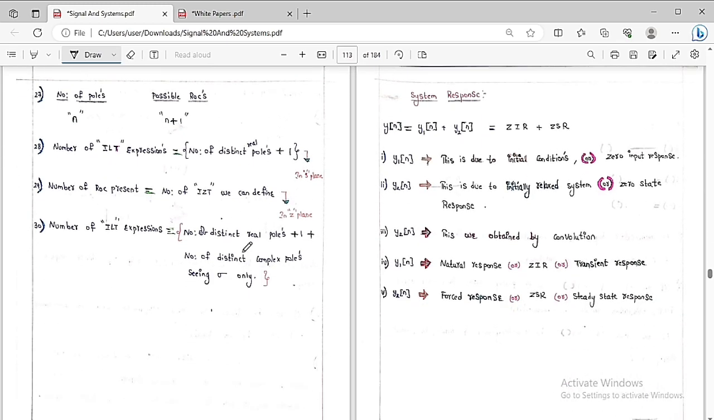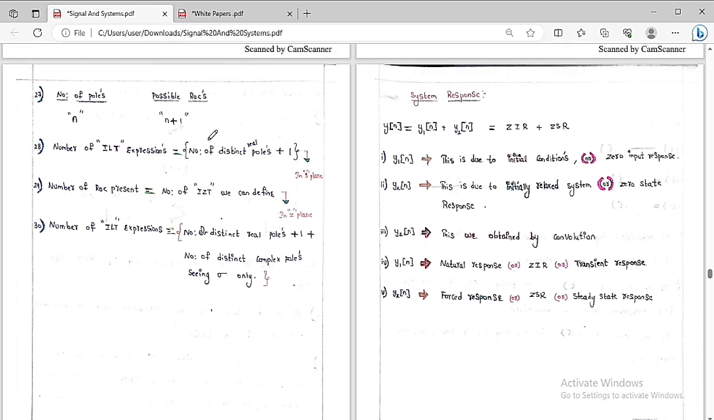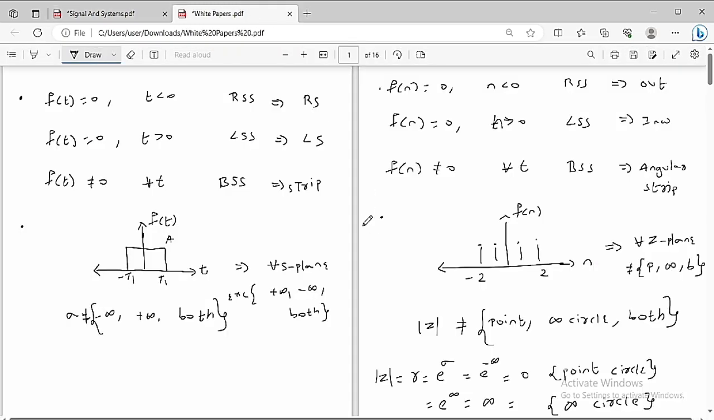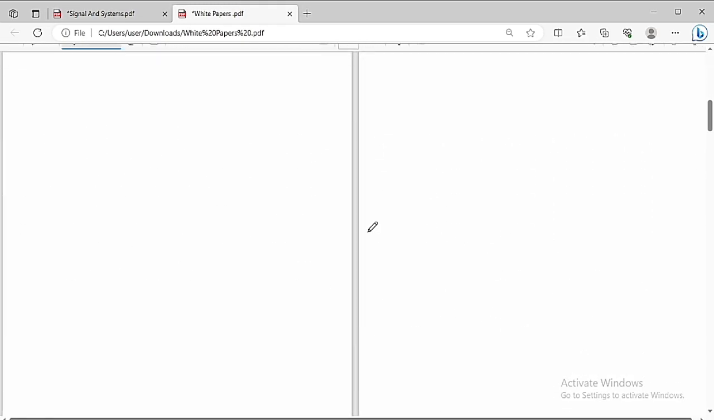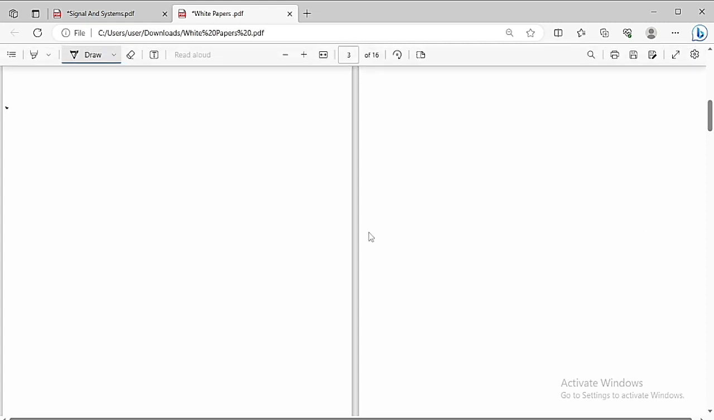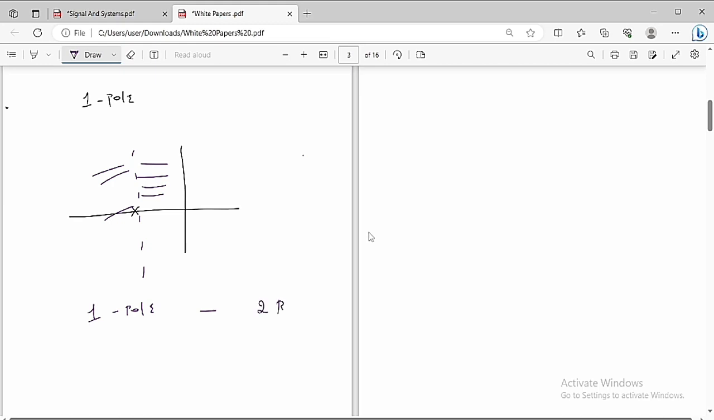Now let's go to another point: if the number of poles is n, the number of possible ROCs is n plus 1. Why is it like this? Let us see. Suppose I take only one pole, and let me draw it on the plane. What are the possible ROCs that you can get? You can get only two ROCs: one to the left side and the other to the right side. So with the help of one pole, we got two ROCs.